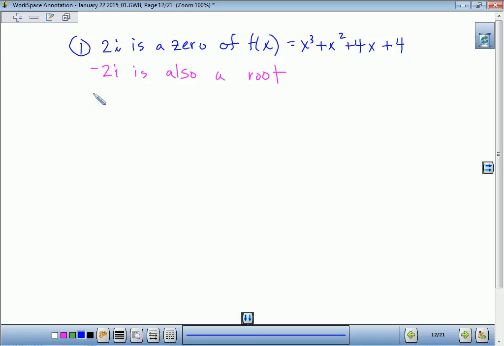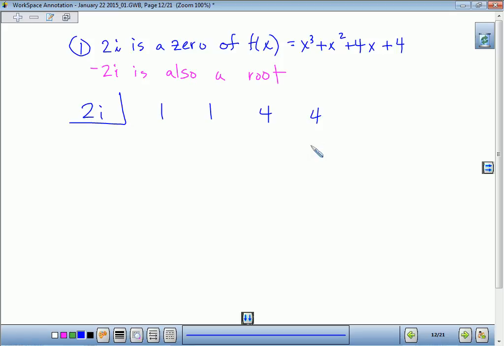Okay, so we have 2i is our root, and that was the one we were given. So that's where we're going to start. And we're going to do synthetic division and see what happens. So we have 1, 1, 4, 4. Now, before we start, these get ugly and then they get beautiful.